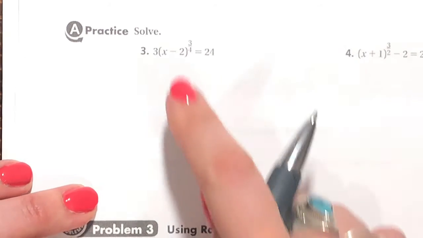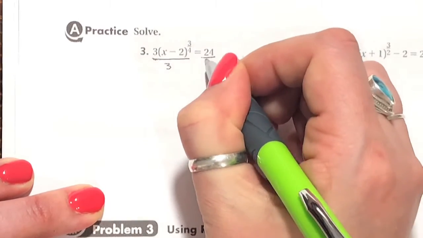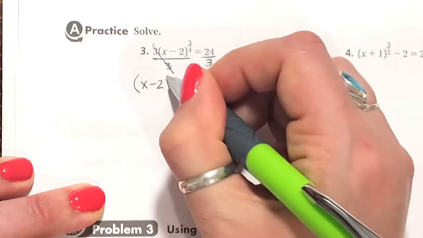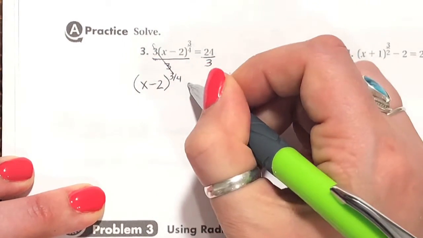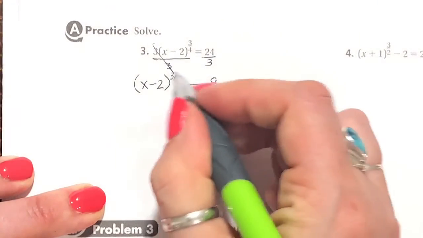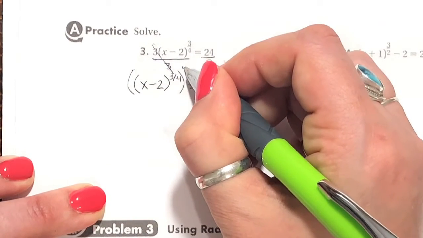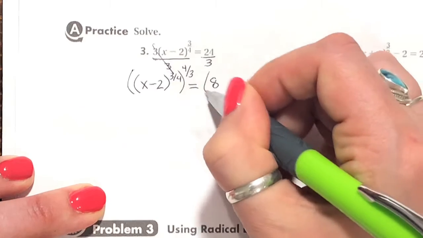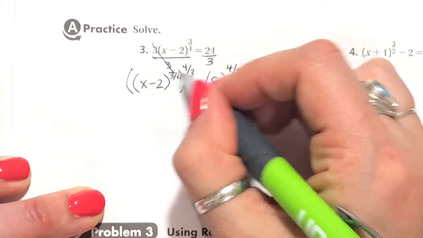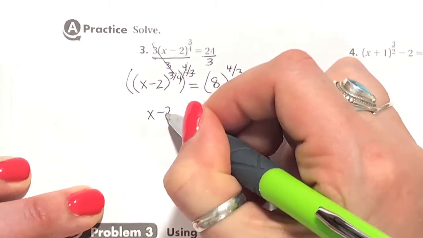So on this one, again, we have a number out in front, so I need to get rid of that 3 first by dividing by 3. And those cancel, and I have x minus 2 to the power of 3/4 is equal to 24 divided by 3, which is 8. And then now we can get rid of that power of 3/4 by doing the reciprocal power. So the reciprocal would be 4/3 here. But I'm also going to have to do that to the right side. So these reciprocal powers will cancel, the 3/4 and the 4/3, and we're left with the x minus 2.